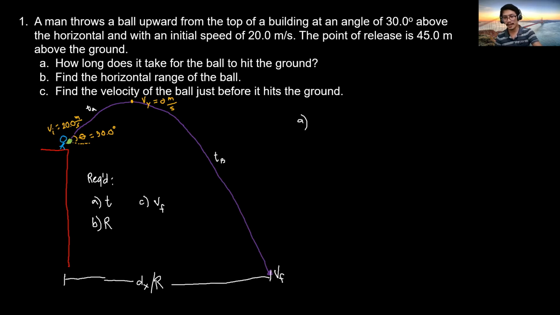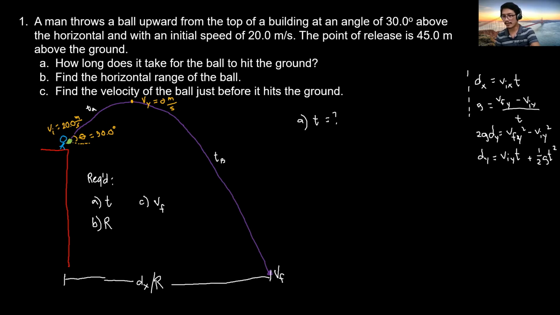Okay. So for letter A, the solution: we are looking for time. Let's go back to our kinematics equations. So these are the equations. Take note, I will box them so they won't get lost. So, we are looking for time. First, let us identify the vertical and horizontal components of our velocity. So, VIX, we know that VIX is cosine of the angle. What is our angle? 30.